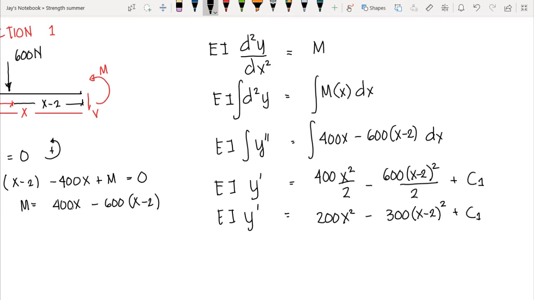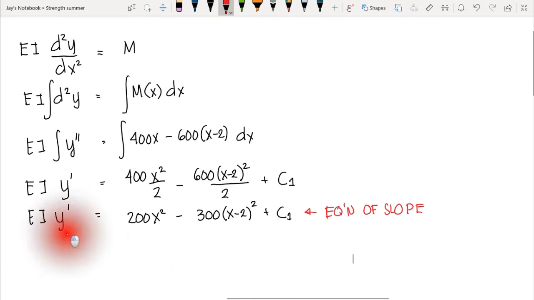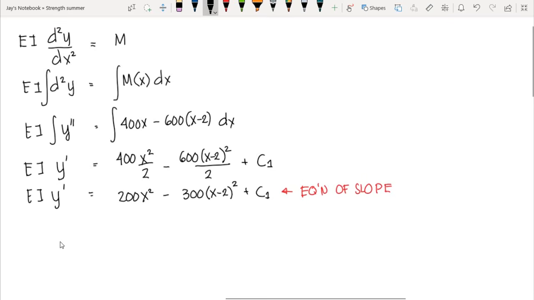So this is now the equation of our slope. Since we have the first derivative, and from our differential calculus, we know that the first derivative is just the slope of our curve at any point. Okay? Now, let's continue our integration of this function to come up with the equation of our deflection. Okay? So, we integrate this again.